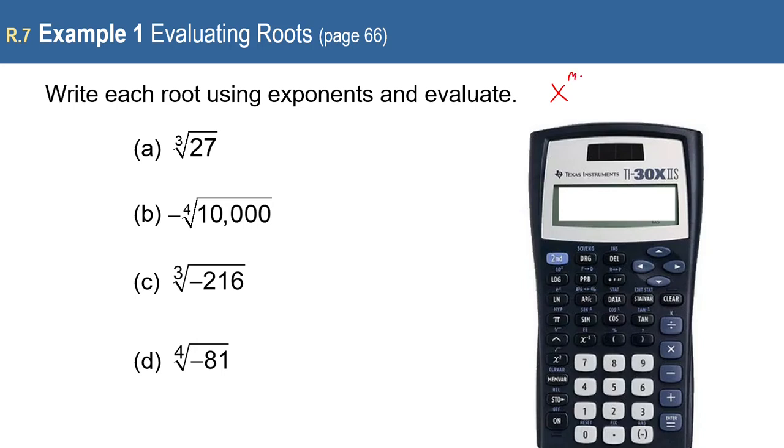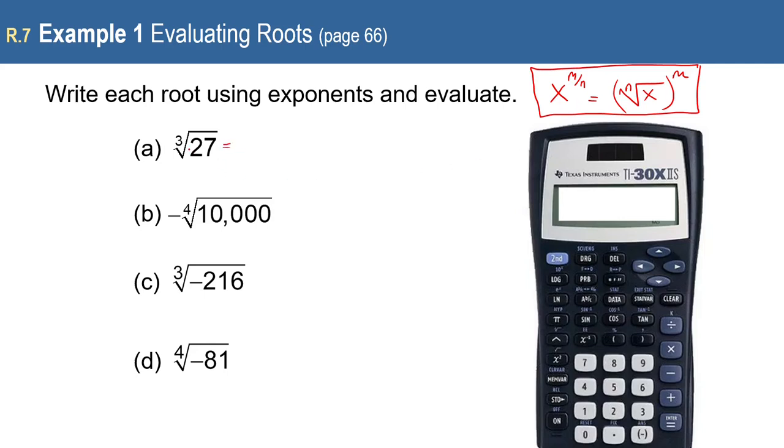X raised to the m over n is equivalent to the nth root of x raised to the m power. So this is a formula that we should memorize. It allows us to convert from a rational exponent to a radical, or from a radical to a rational exponent.